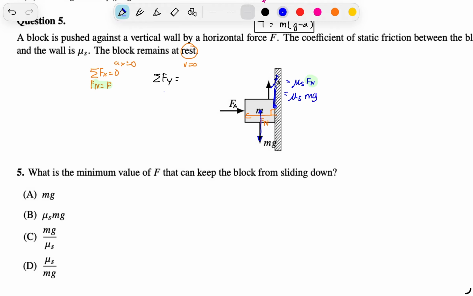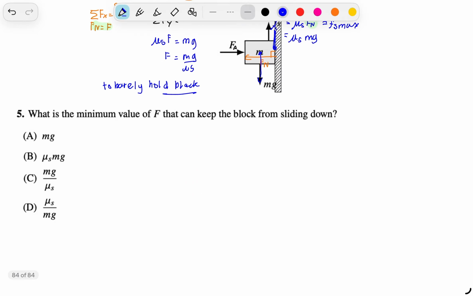So then if you are holding your block, you have mu s times F is equal to mg. So then solving for F, you get mg over mu s to barely hold the block. So that is what you would have to overcome, because we're using that maximum Fs max condition.